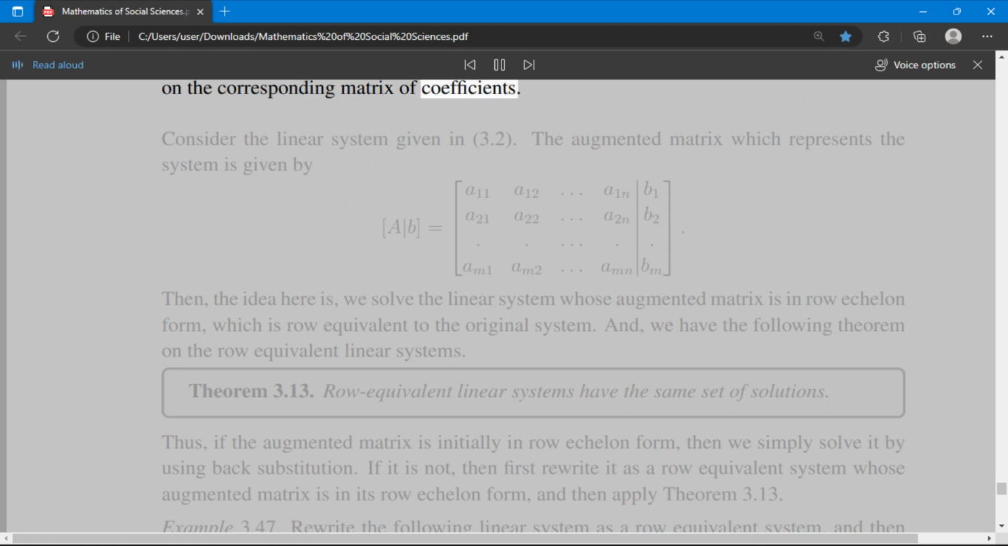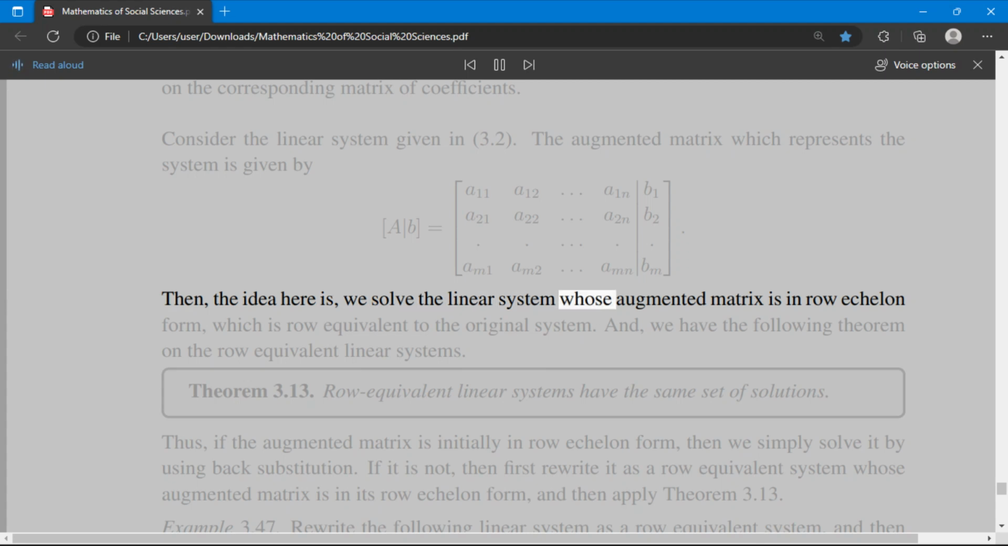143. On the corresponding matrix of coefficients. Consider the linear system given in 3.2. The augmented matrix which represents the system is given by AB equals A11 A12 ... A1n, A21 A22 ... A2n, ... Am1 Am2 ... Amn, with B1, B2, ..., Bm.